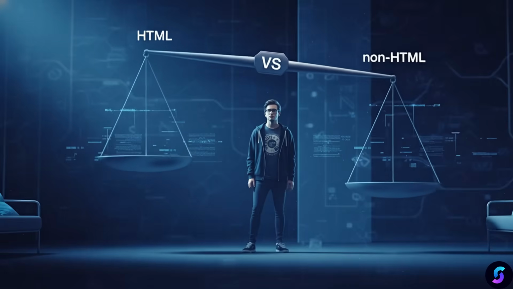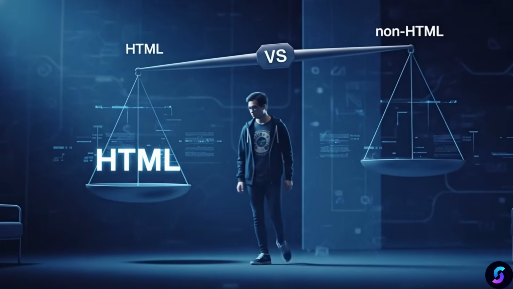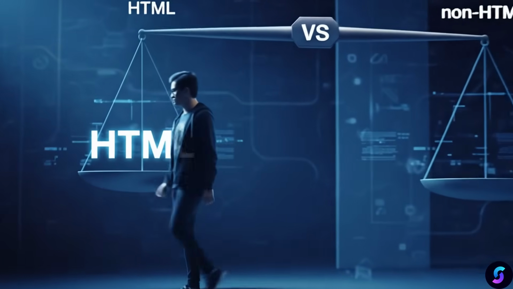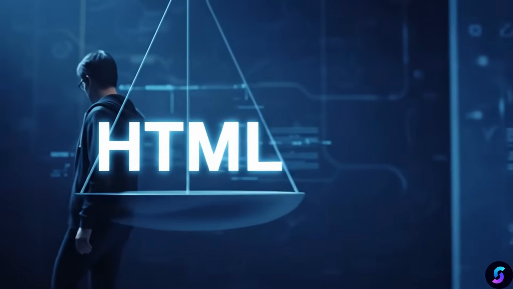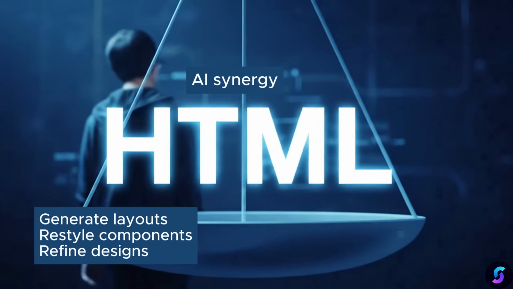When we built Sketchflow, we had a choice: invent another proprietary file format or align with the open standards of the web. We chose HTML, and here's why. The first reason is AI synergy. Large language models are already fluent in HTML, CSS, and JavaScript because those languages dominate the open web. By grounding our editor in HTML, we make it easier for AI to generate layouts, restyle components, and refine designs today, and this advantage will only grow as models become more capable.